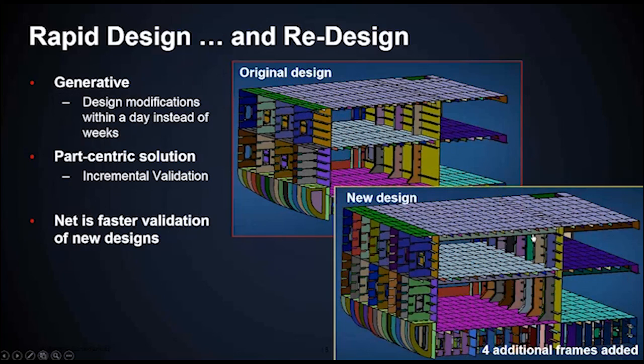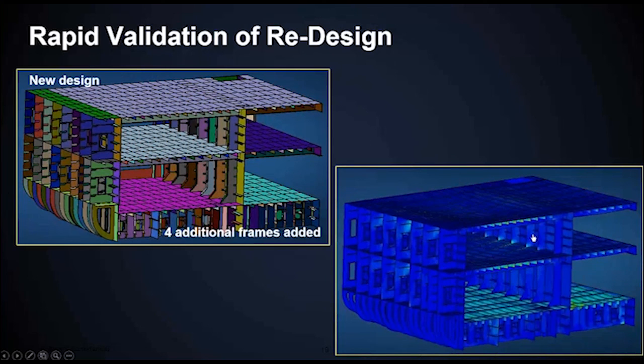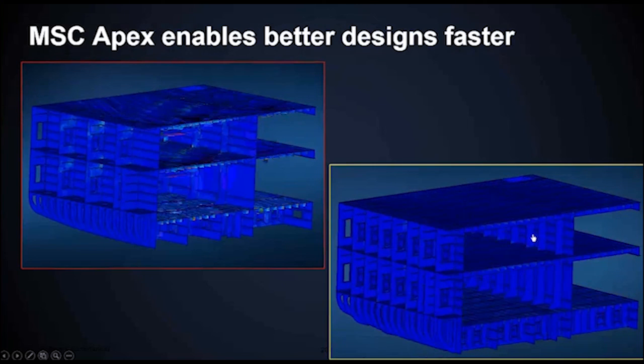And I'm leveraging all the things that we've talked about, the generative, which is the automatic model updates, the part-centric nature of Apex, which allowed me to operate on that frame. If this had been a monolithic model, it would be difficult to just isolate a frame and move a frame or create new frames from it, okay? In the end, you get a new design with a new set of results. So I hope you see that you do have rapid redesign capabilities for large fabricated structures with MSC Apex.